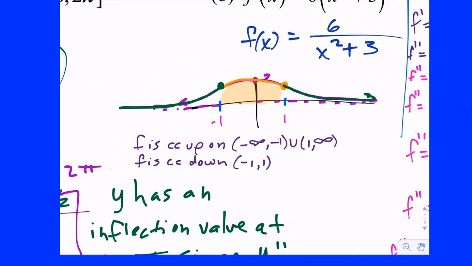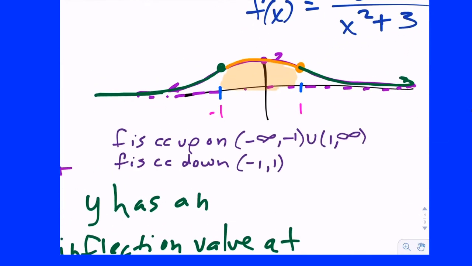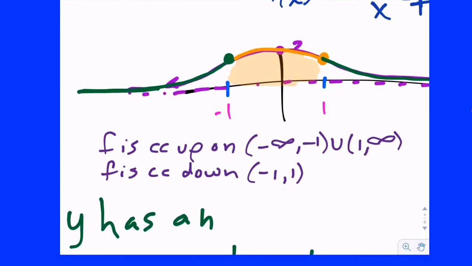And if we had to justify the inflection points, I think I'll just say the sentence because it's a lot of writing and I'm running out of room. But you've got it down, I'm sure, from the first derivative. F has an inflection value, not a PIV anymore, but an actual inflection value at x equals negative 1, since F double prime changes from positive to negative at x equals negative 1.